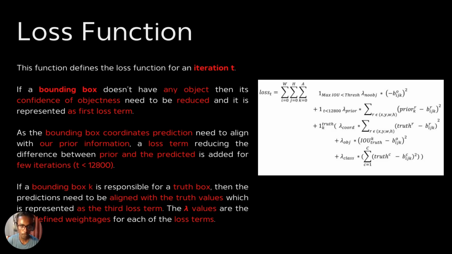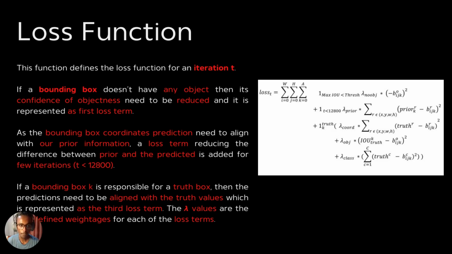And if a bounding box K is responsible for a truth box, then the predictions need to be aligned with the truth values, which is represented by the third loss term. And for the third term, which is shown in brackets, and it's the largest one, we're going to basically try to minimize the loss for the coordinate points X, Y, W, and H, and we need to align them better to the truth values. And the second one is for the confidence score. And then finally, we have the loss function for the class prediction.